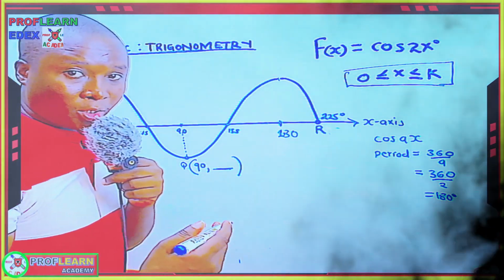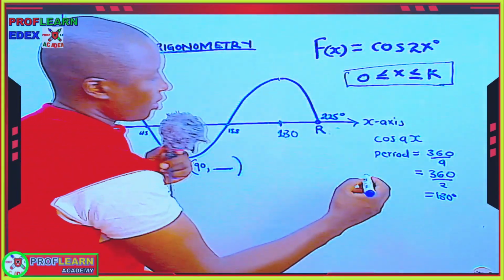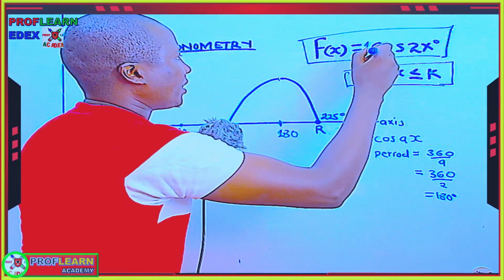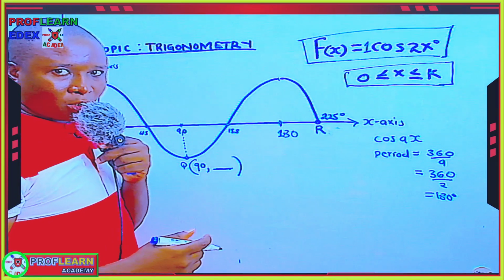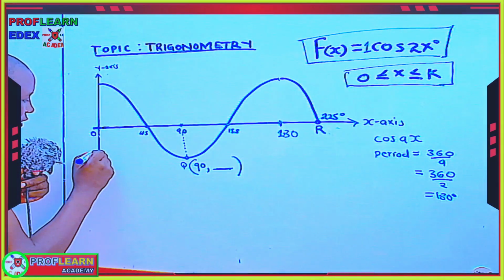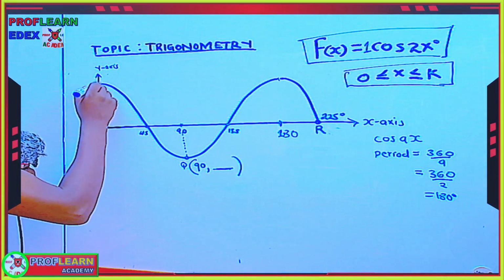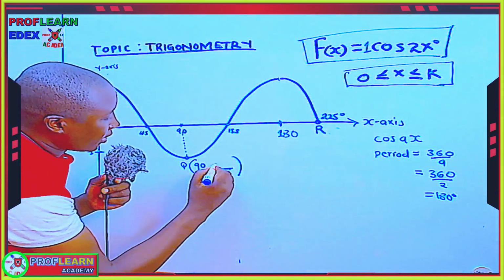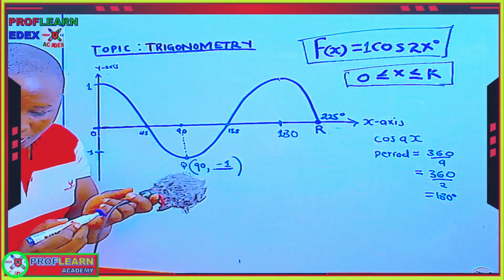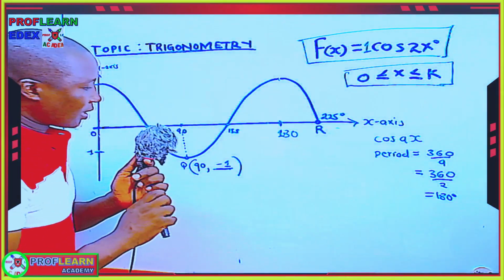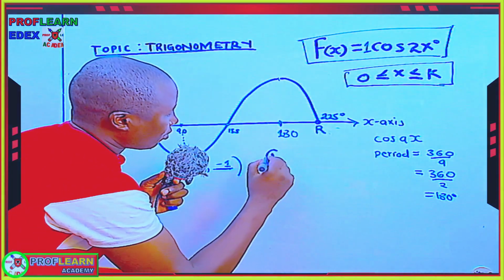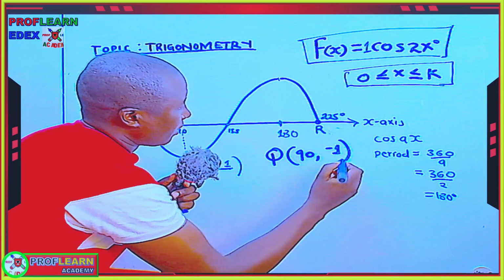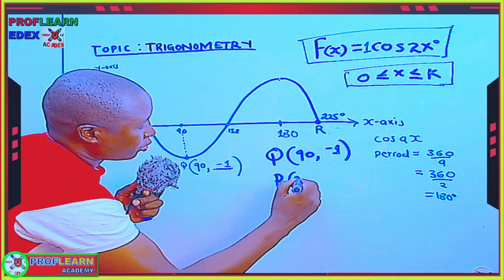We need also the y coordinate, and because we have this function the way it is here, it means the amplitude here is 1. The coefficient of the trigonometric function is 1. So this graph is going to go down to -1, and the highest point it can reach is 1. So the y coordinate here is going to be -1. So we can conclude that the coordinate of q is (90, -1), and the r coordinate here is (225, 0).